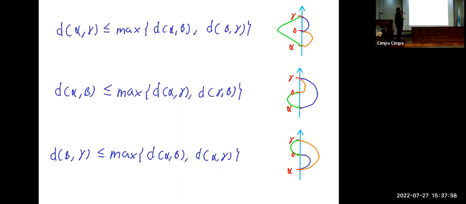Since it's symmetric, there are 3 instances of this inequality. I can take the left point and the right point, the left point and the middle point, and the middle point and the last point. So here I'm making the drawing. The drawing means that the one on the left is less than or equal to the maximum of the ones that are on the right. So these are the drawings of these 3 instances of the ultrametric inequality.